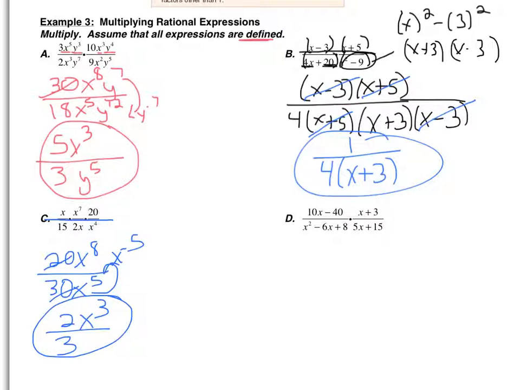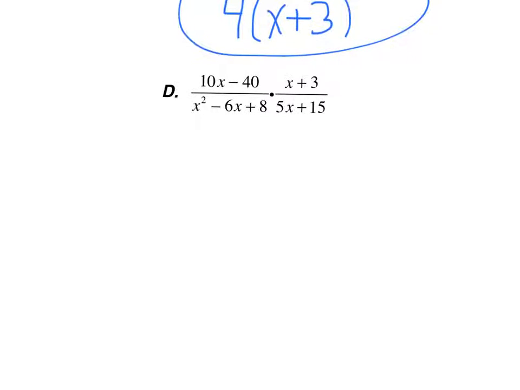For letter D, we're going to have to factor again. So let's just make that a little bit bigger. So if I look at 10x minus 40, they both have 10 in common. So factor out 10 of 10x, I get x. Factor out 10 out of negative 40, I get negative 4. And then since it's multiplication, I have x plus 3 as well.